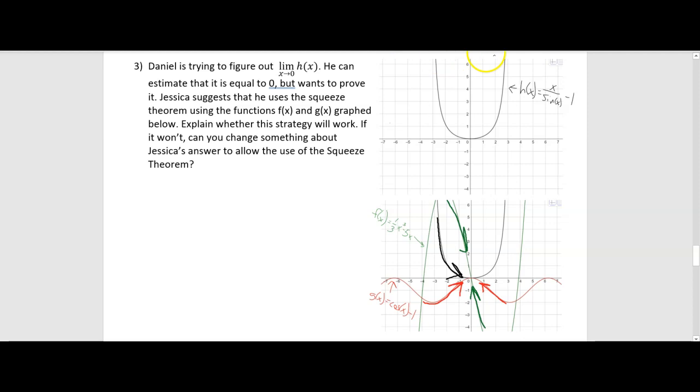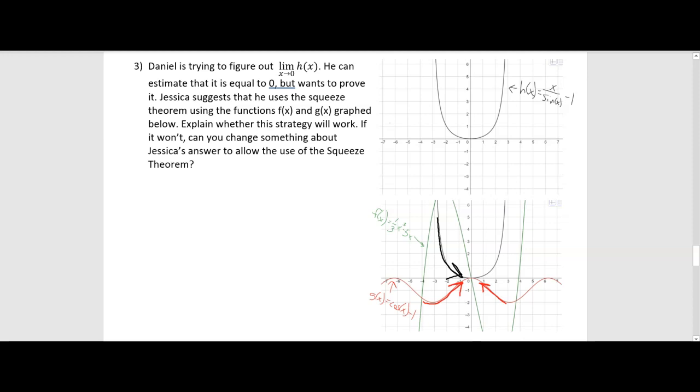And it probably makes sense to change the green function because the red function is always less than or equal to h of x. But maybe there's a way for us to change the green function or come up with a new function entirely that is always greater than or equal to h of x around x equals 0. So maybe it'll help you to start sketching, but take a minute or two, see if you could come up with both a drawing and an algebraic way of describing a function that is always going to be greater than or equal to h of x around the point x equals 0.